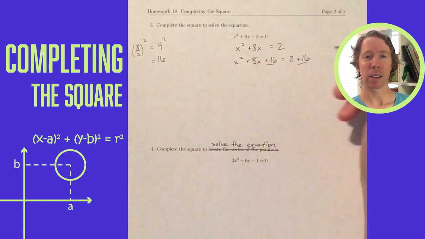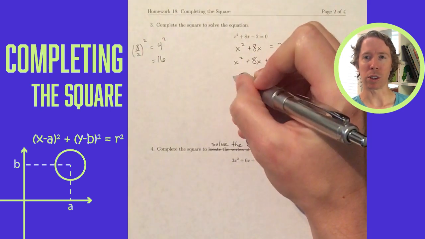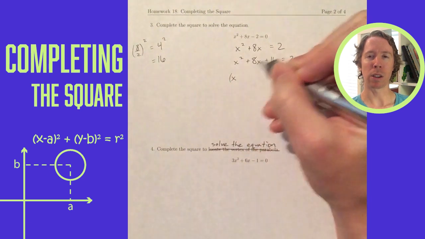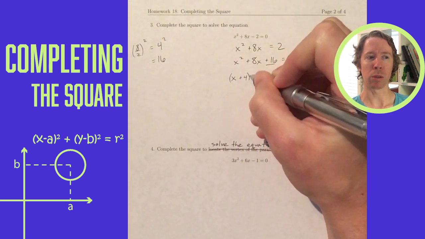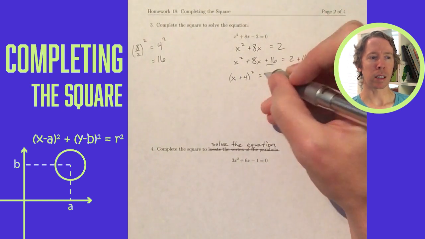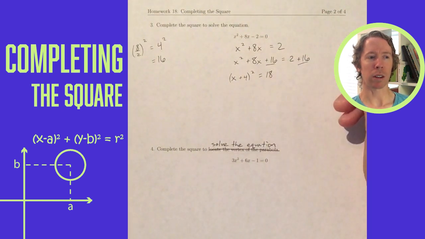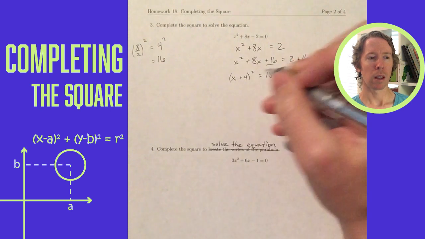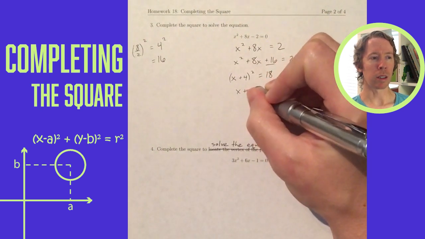But if I add 16 to one side of the equation, I need to add it to the other side of the equation as well so that the solutions don't change. So now on the left side, I've got x plus 4 squared if I factor that out. And then on the right, just add the two numbers together.